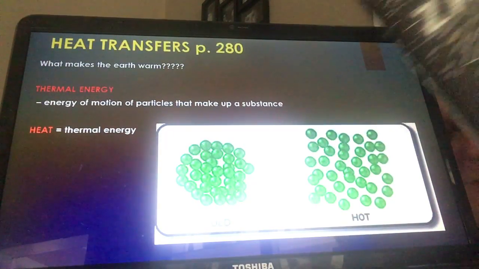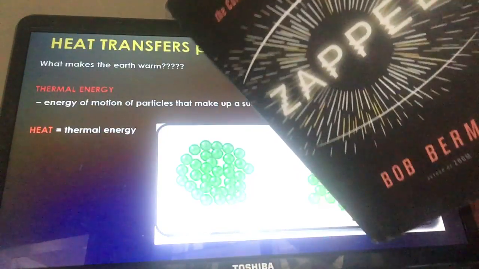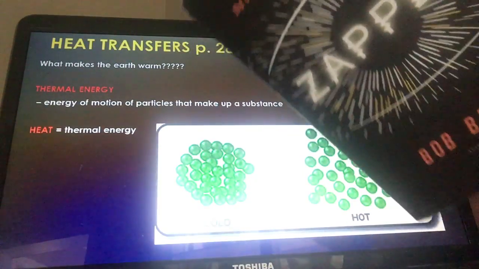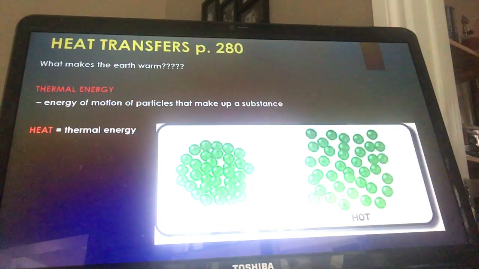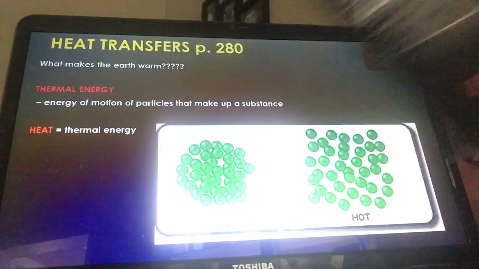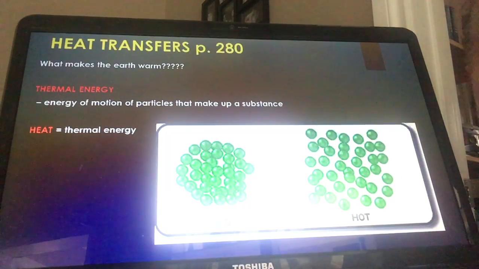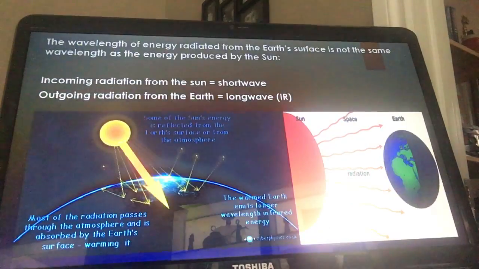I've got this book. A former student of mine got me this book when she graduated. It's called Zapped. Each chapter is about a different type of radiation. So to understand heat thoroughly, you'd have to read this whole book, which I have. But for now, we'll just say heat is thermal energy, and we'll leave it at that.